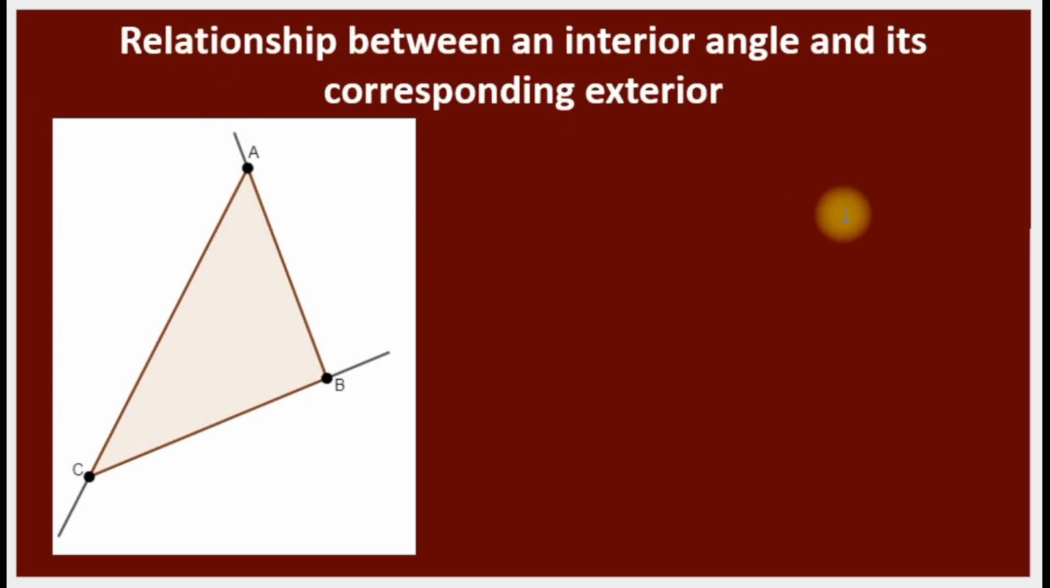The subtopic is the relationship between an interior angle and its corresponding exterior angle. Let me use an example. I have a three-sided polygon, which is a triangle.